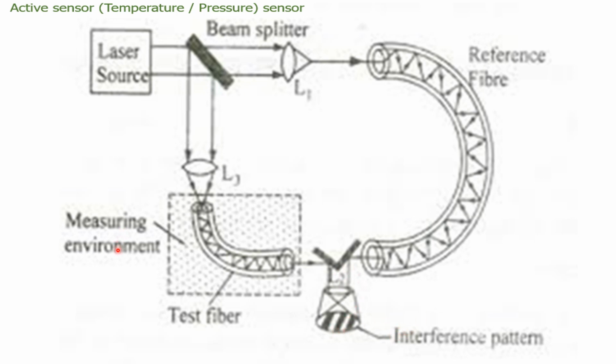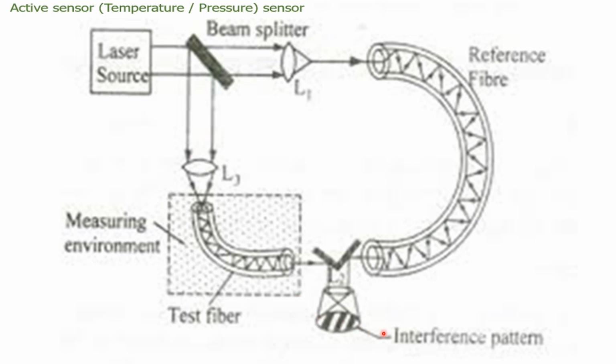The thing we have to observe is that we are using optical fiber for making the measurement. Where it is measured, there you place the optical fiber. So this optical fiber is actively participating in determining the parameter. So this is an example of a temperature or pressure sensor. Okay, so after we get the interference pattern, applying a suitable formula, we will find out the temperature or pressure.